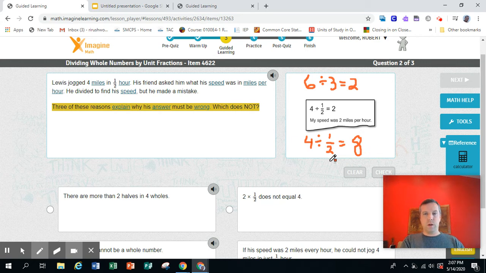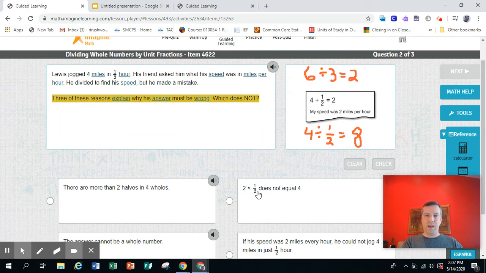I think we're ready to start looking at why some of these answers explain his reasons for being wrong and one doesn't. All right. There are more than 2 halves in 4 wholes. There are 8 halves in 4 wholes. So this explains why he is wrong, so we won't choose it.